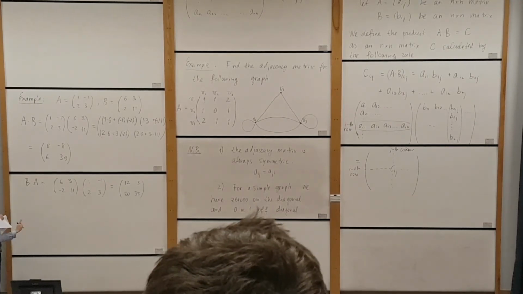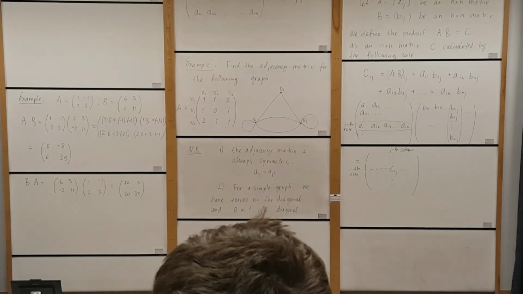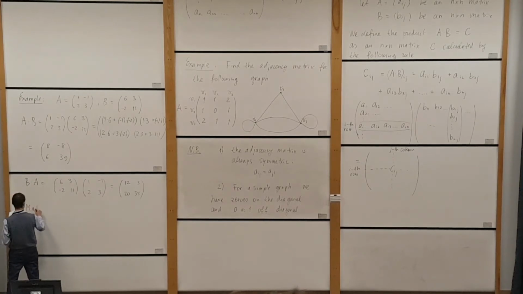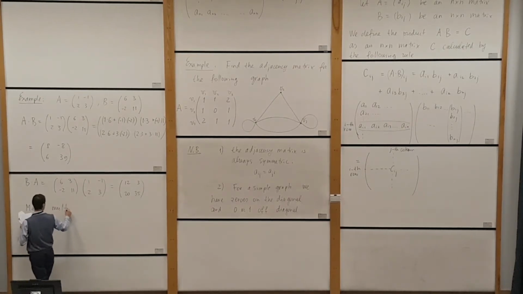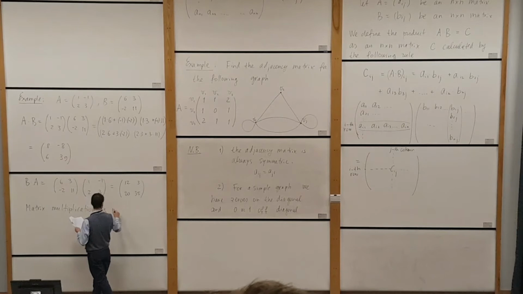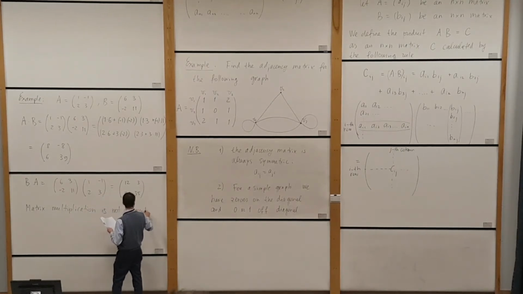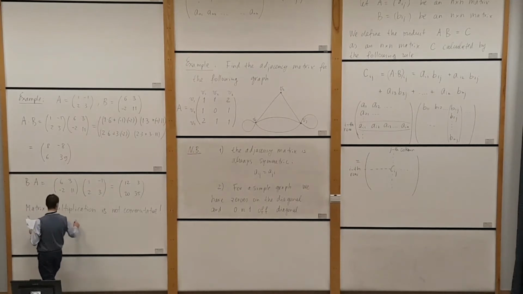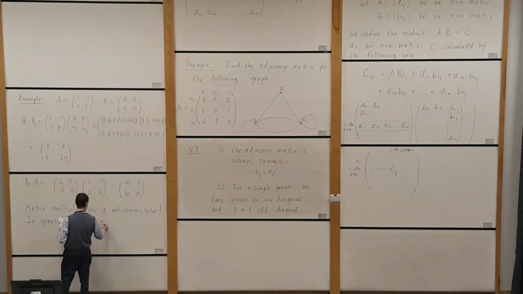If you swap the order of the two matrices, you can get a different answer. It's different from multiplying numbers. When you multiply two numbers, the order doesn't matter, and we say that multiplication of numbers is commutative. Here, matrix multiplication is not commutative. That means that in general, A times B is not equal to B times A.